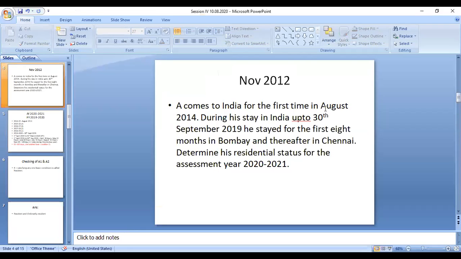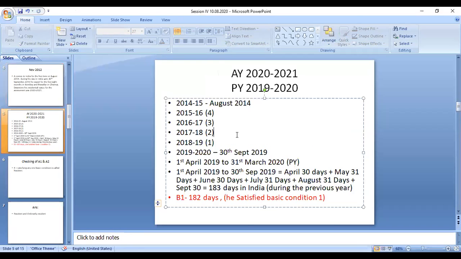Here, staying in India, we stayed in India only from August 2014, so 2014 to 2019 only. So he was in India from August 2014 to 2020. I have to list out the number of previous years. Only up to 5 previous years he is in India. Here, for the full year he is in India 365 days, all the days of the year he is in India only.